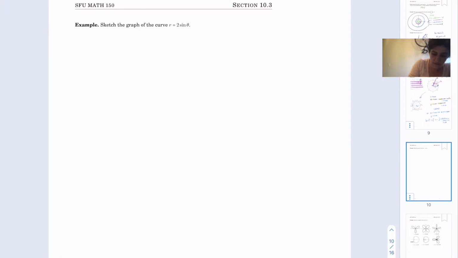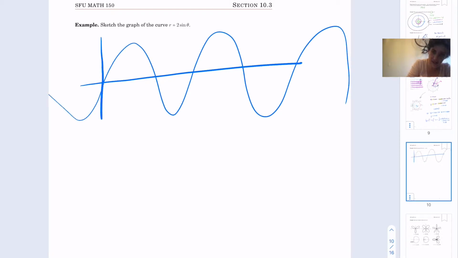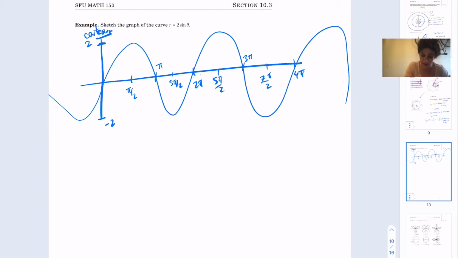So let's draw our axes. We're starting somewhere familiar. Here is our sine function. It goes up as high as 2, it goes down as low as -2. This is Cartesian, to be very clear. Here we hit pi, here we hit 2 pi, so this is pi over 2, this is 3 pi over 2, 3 pi, 4 pi, 5 pi over 2, 7 pi over 2, and on and on.